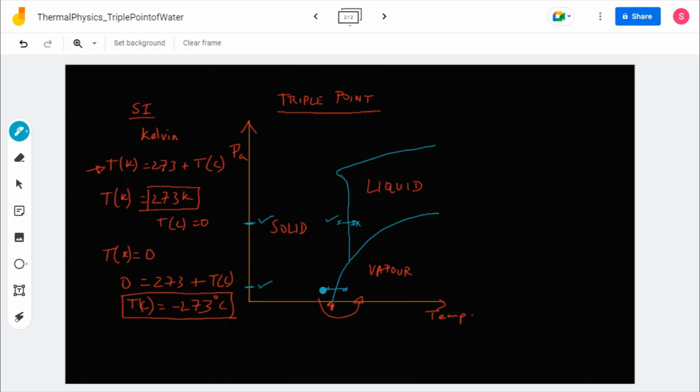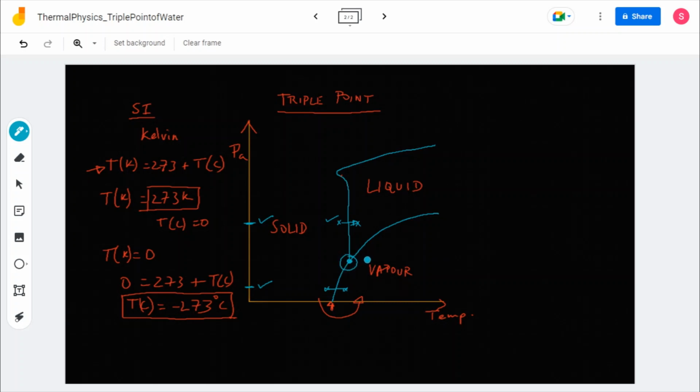So, at low pressures, a slight change of temperature can make the water go directly from solid to vapor. But if the pressure is slightly higher, solid can change to liquid, and with a further increase in temperature, it can become vapor, as we all know. Now, this point where all three states meet is called the triple point of water.